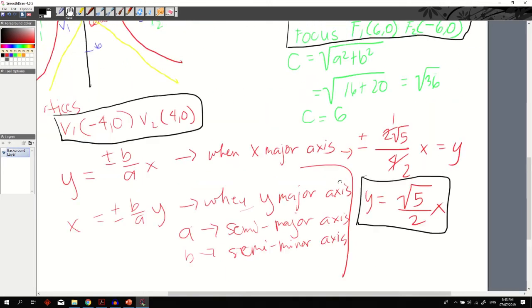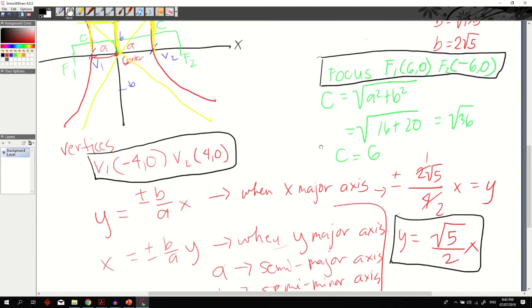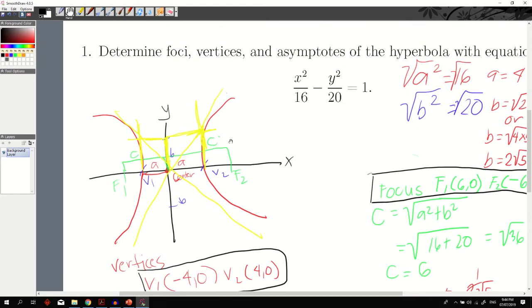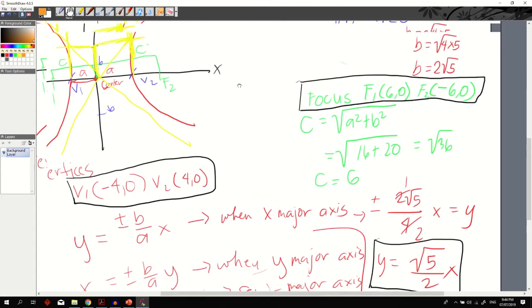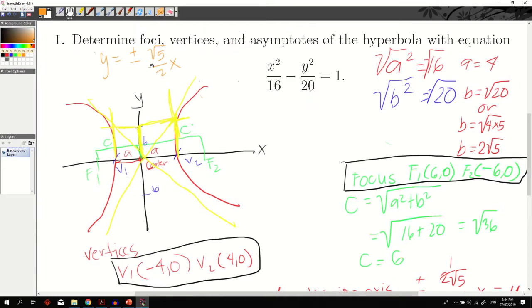Okay, to check the asymptotes, we will try to check if it is correct. Once again, we will write here the asymptote y, changing the color, y equals positive negative square root of 5 over 2 x. So again, let's check if that's correct.